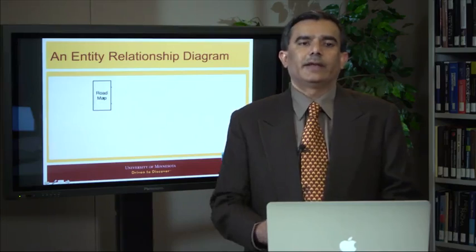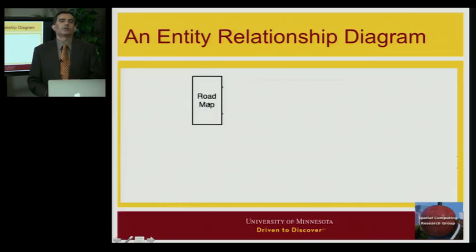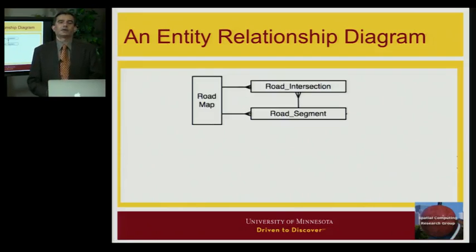You may look at a large paper map, or you may go to and look at a digital map. And this road map, as we just talked about, consists of many road intersections and many road segments. So in an entity relationship diagram, when you see this chicken foot, it's saying a road map has many road intersections. And in the same way, a road map has many road segments. Each road segment may have 2 road intersections that it connects.